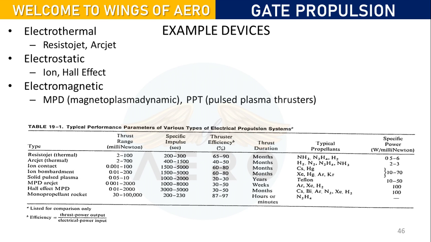Now the next important thing you need to remember is what efficiency represents. Efficiency of any electrical propulsion represents the thrust power output divided by the electrical power input, because here it is an electrical propulsion, so we will be using the electrical power input.